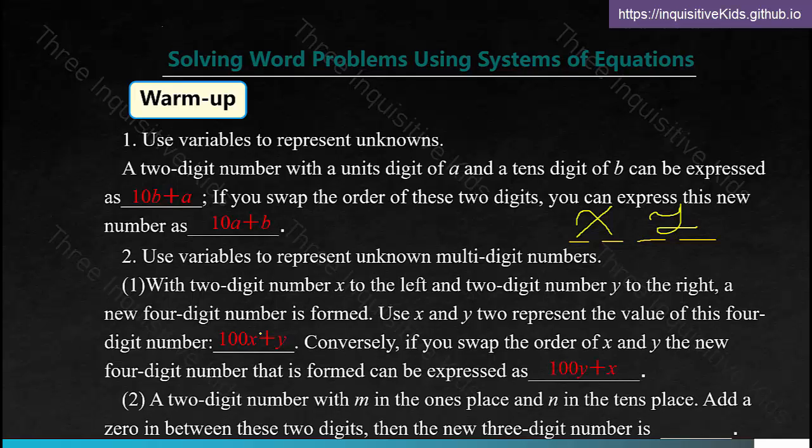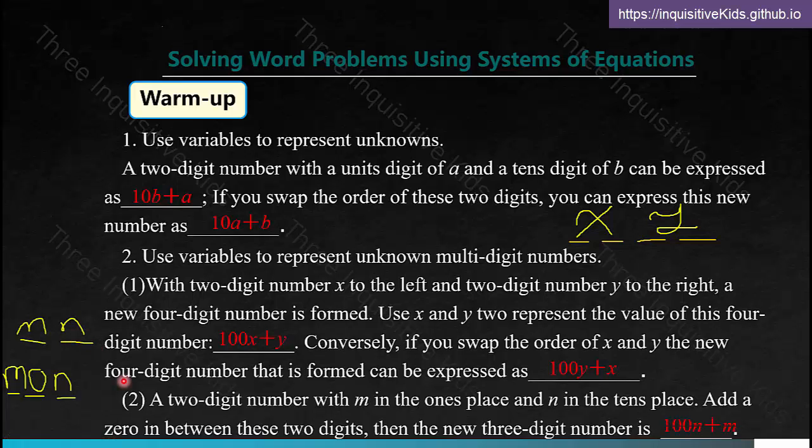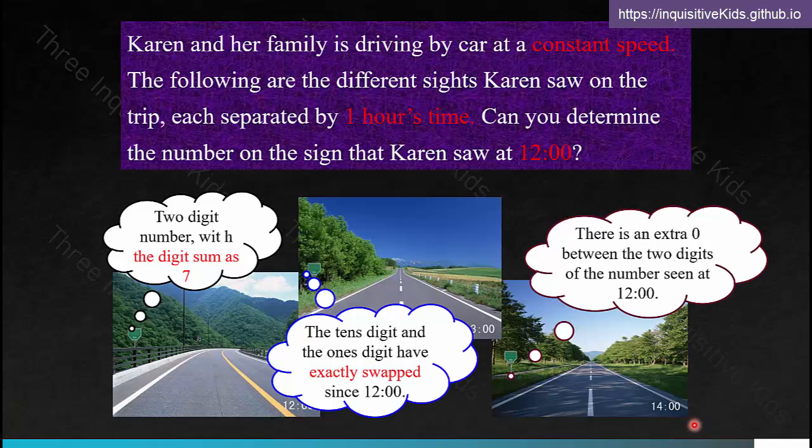A 2-digit number with m in the ones place and n in the tens place. If you add a 0 in between these 2 digits, the new 3-digit number would be, well, it's first n and m, right, in their place values. Now it becomes a new 3-digit number. So you have n followed by a 0 followed by m. So really you could just do 100 times n plus m. Alright, so this was in the wrong order, it should be 100n plus m.